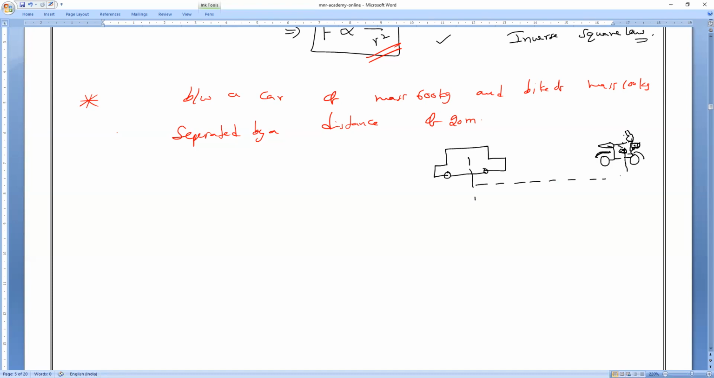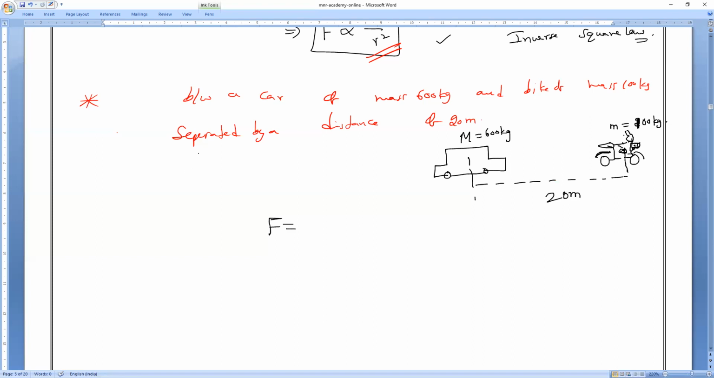So this is the bike. The distance between them is 20 meters. And this mass, let me take capital M, is 600 kg. And this mass is small m, which equals 100 kg. Okay. So now we all know the formula. So what is the formula?